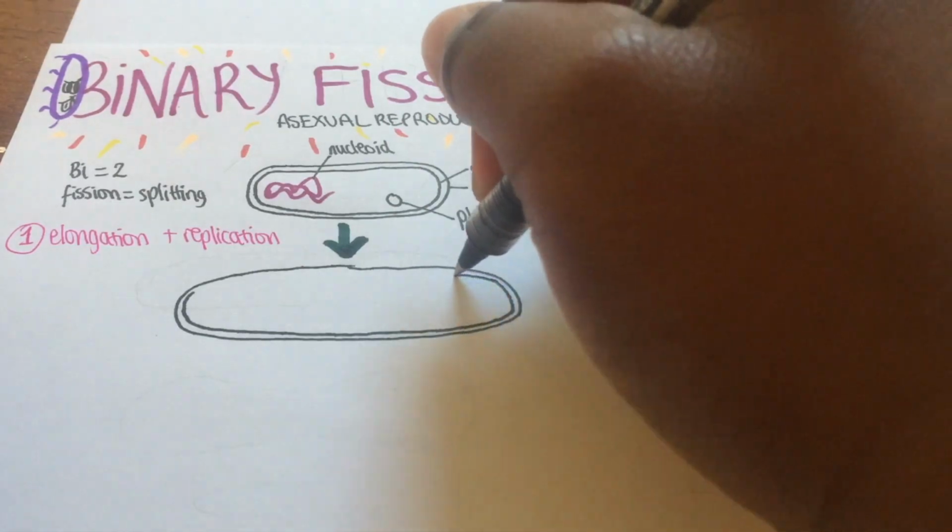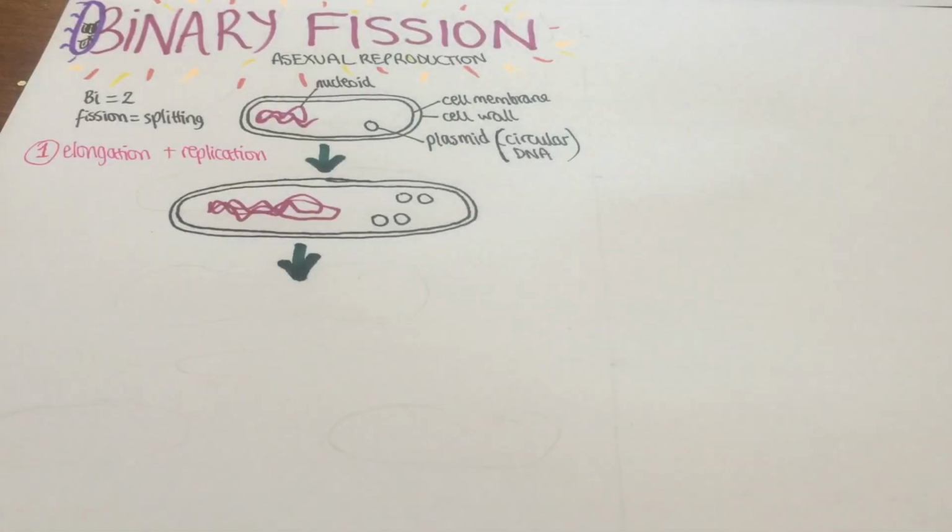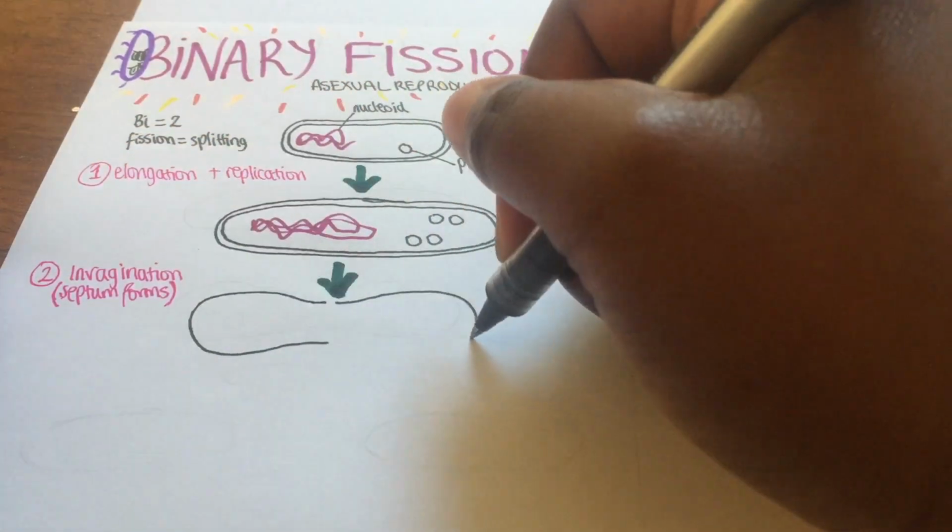Firstly, genetic material of the parental cell replicates. Circular DNA is copied once, but the plasmids can replicate multiple times. The cell grows and DNA copy strands migrate to opposite poles of the cell. Step 2. The cytoplasm begins to invaginate for the new cell wall to form, so therefore the cytoplasm divides by a septum.